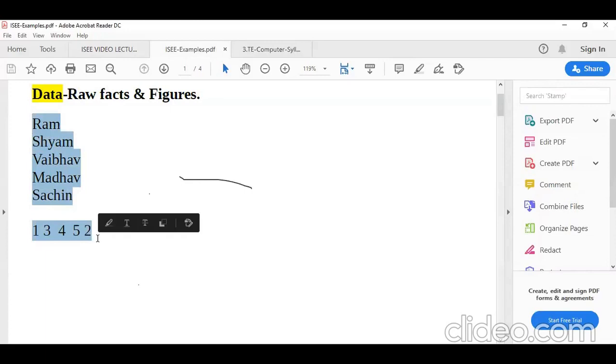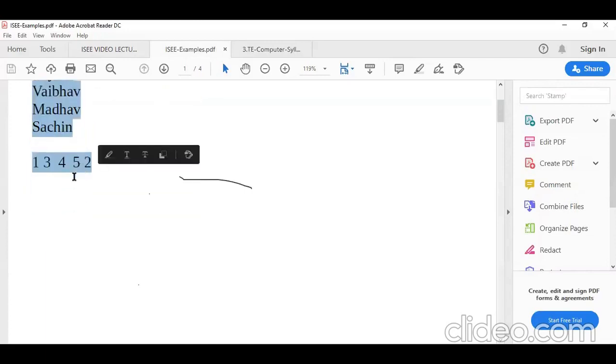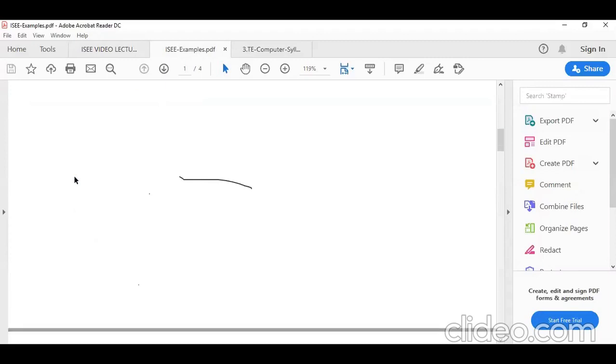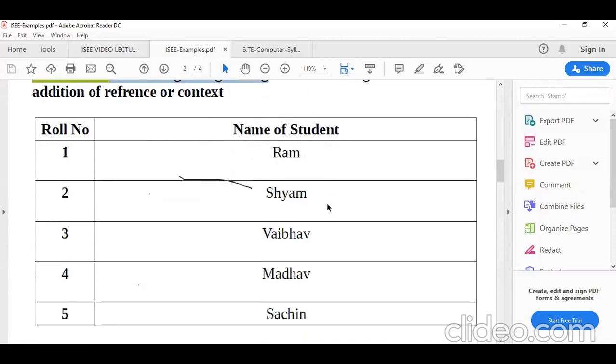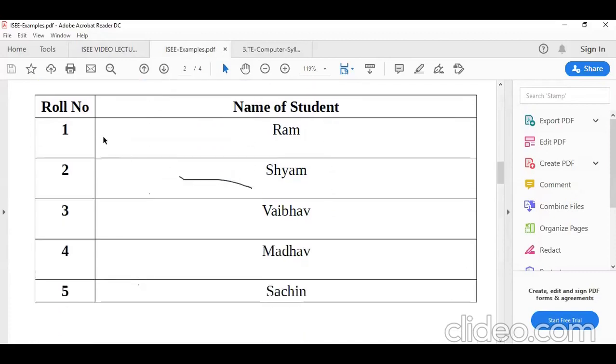I will organize this data by processing it. See how I have done this. I have organized data by processing and organizing the raw facts. How have I organized it? I have added some more reference context to that data. What context have I added? Roll number and the name of the student. Now, is this useful?